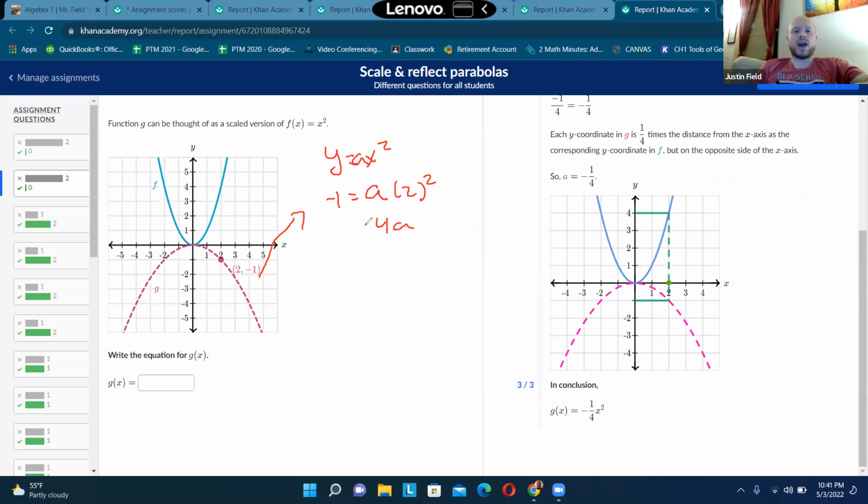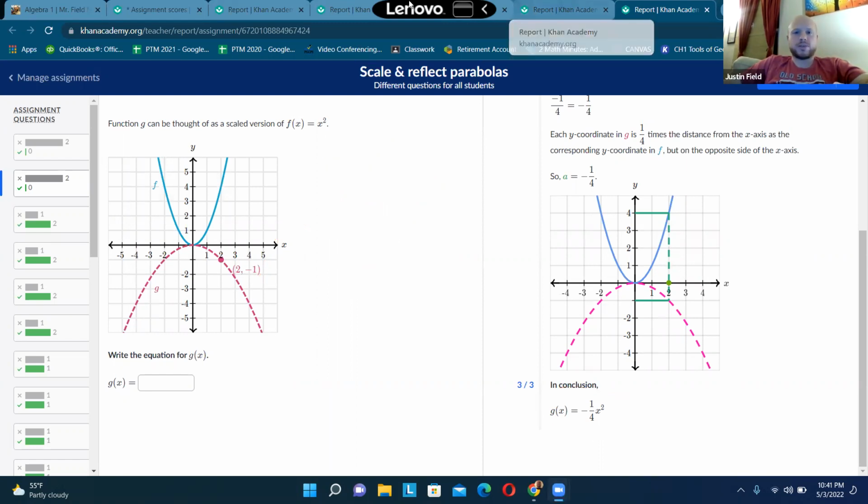So that's 4a equals -1. -1 over 4 equals a, and that's what we see here. Okay, so substitute your x and y into the equation y equals ax squared, solve for a. It'll be great. You'll have a lot of fun.